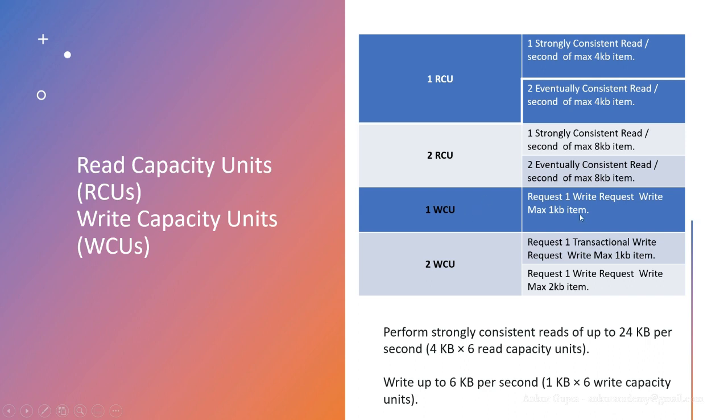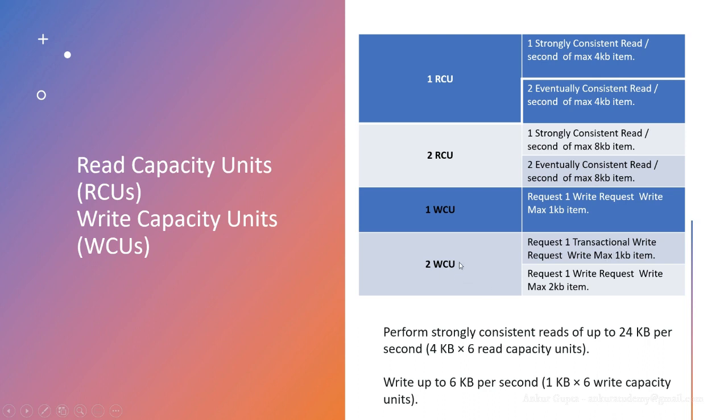Now in case of writing an item to a table, for obvious reasons it takes more resources because you're writing something and then there will be indexing done for that particular item. Because you're writing to a table, DynamoDB is going to consume more resources in the background. So in case of WCUs, you would consume 1 WCU to request 1 write operation for a 1 KB item. And in case of transactional writes, you will consume 2 WCUs for 1 request.